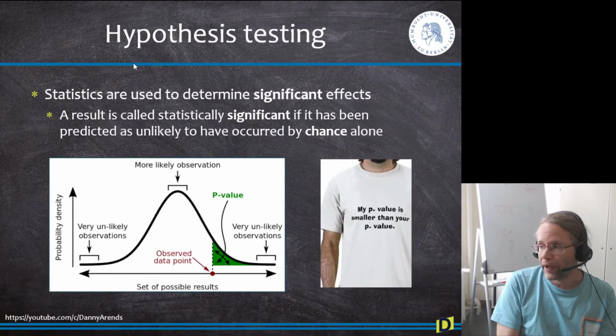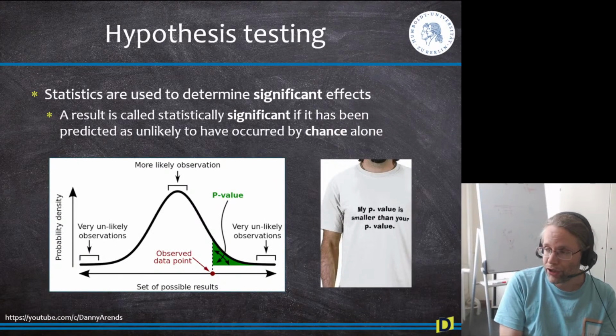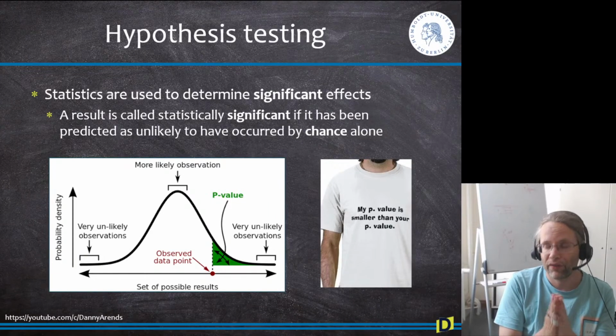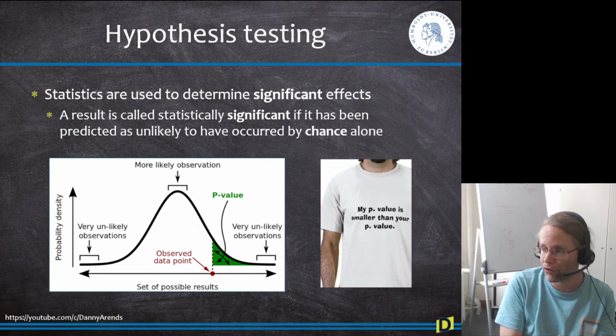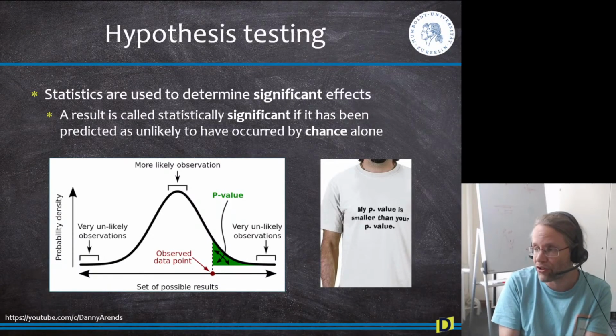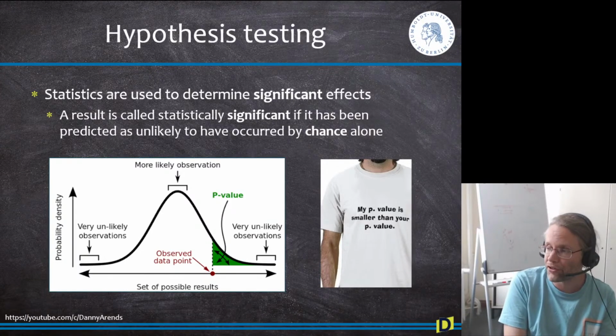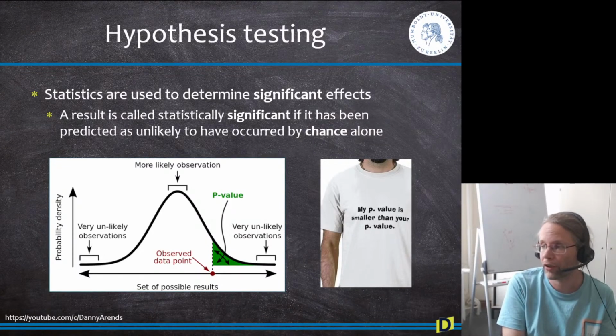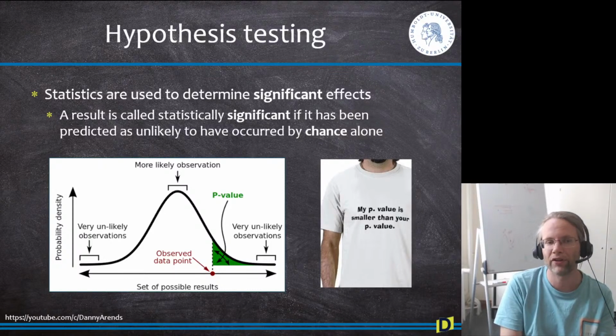So what we are doing here, if we are looking at genes and trying to find differentially expressed genes, we are actually testing a hypothesis. We have a hypothesis, which is that a gene is expressed in brain and it is not expressed in, for example, your heart. Statistics are used to determine significant effects. A result is called statistically significant if it has been predicted as unlikely to happen by chance alone.